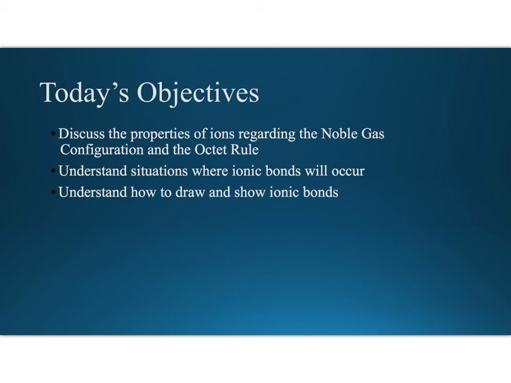So, a quick summary: we talked about different ionic bonds, and we talked about noble gas configuration and the octet rule. We understood how ionic bonds form, and we learned how to draw and show different ionic bonds. I hope this video helped.